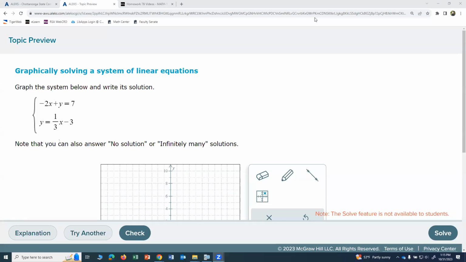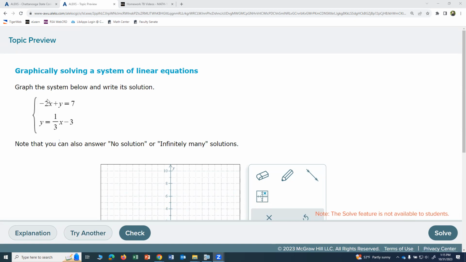In this video, we'll look at how to graphically solve a system of linear equations. In this problem, we're asked to graph the system below and write its solution. We're given the two linear equations, negative 2x plus y equals 7 and y equals 1/3 x minus 3. Now, my goal here is to graph the two of them.